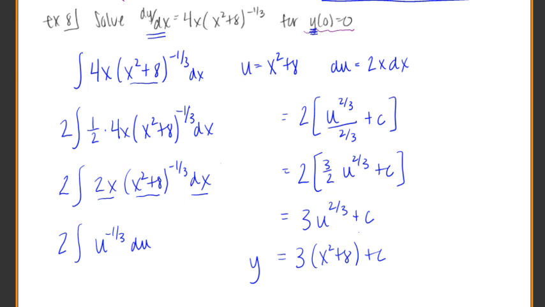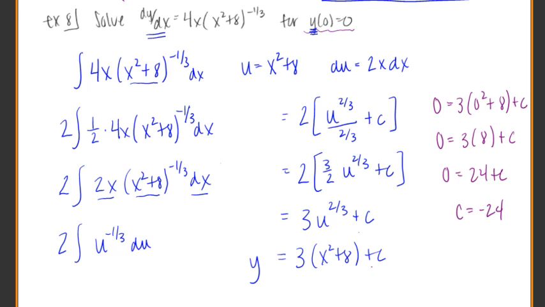So now let's go in and actually find what c is using our point. It says y equals 0 when x is 0. So 0 is equal to 3 times (0 squared plus 8) to the 2/3 plus c. So 0 is equal to 3 times 4 plus c. Sorry, 3 times 8 plus c as written: 0 is equal to 24 plus c, or c is negative 24. So taking that away and putting in a negative 24, we've got ourselves our answer. So y is equal to 3 times (x squared plus 8) minus 24.